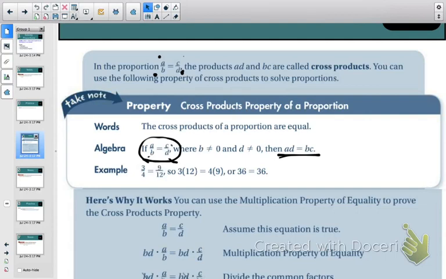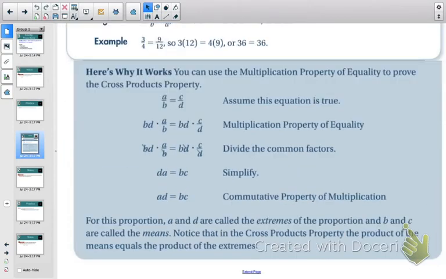Why this works, let me scroll down here. Here's why it works. So you can multiply both sides by the denominator. Okay, so your common denominator here would be BD. So multiplying both sides, times BD to this side and to this side. Your B's cancel with each other. Your D's cancel with each other over here. Then you're left with DA equals BC or AD equals BC. Okay, so know that whenever you have two fractions equal to each other, you can multiply the diagonals, and those are going to be equal.